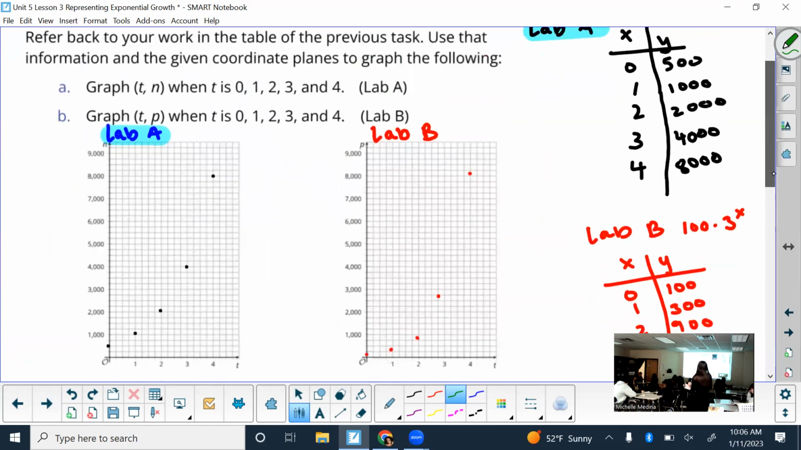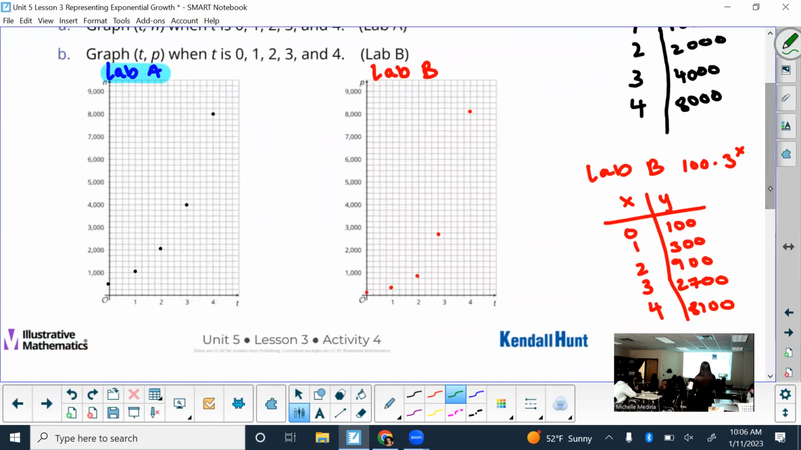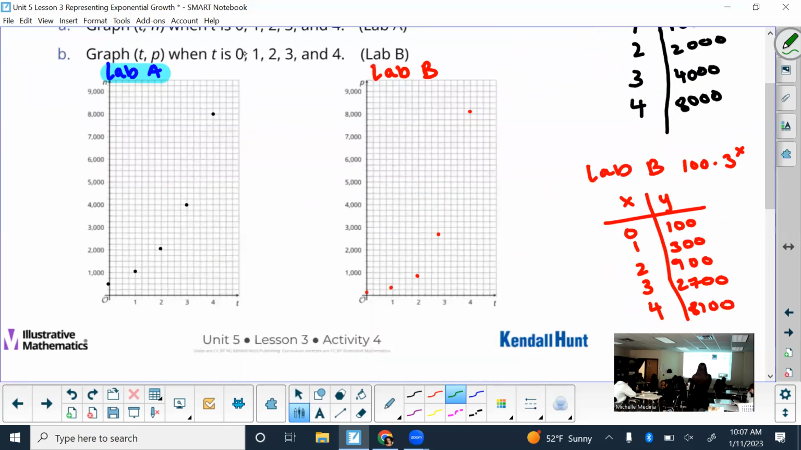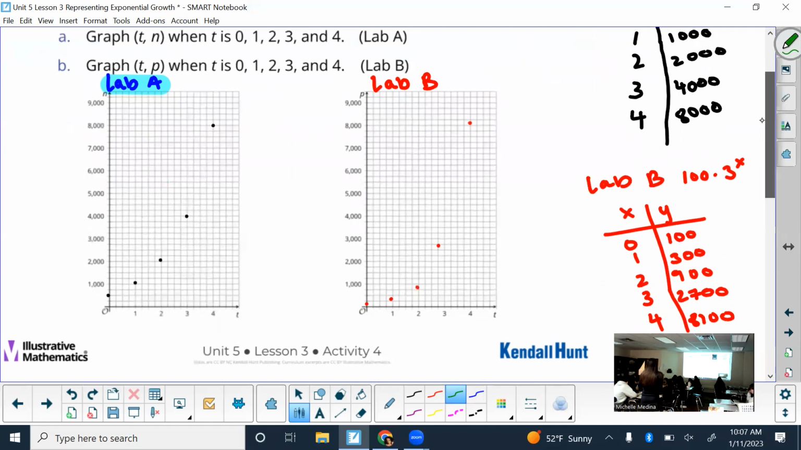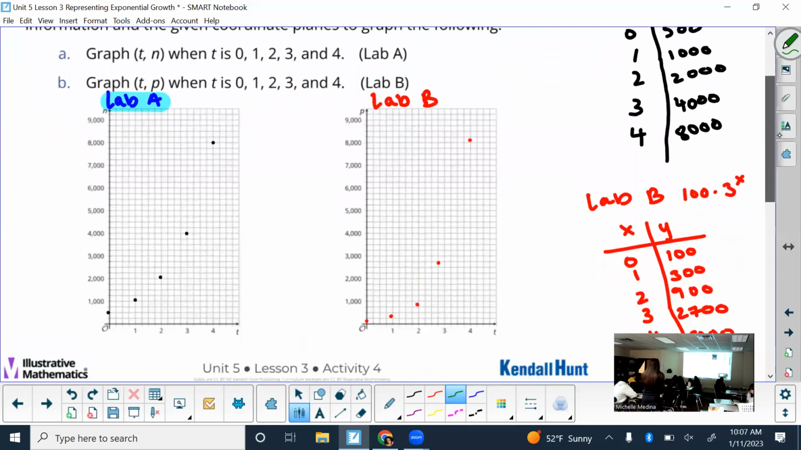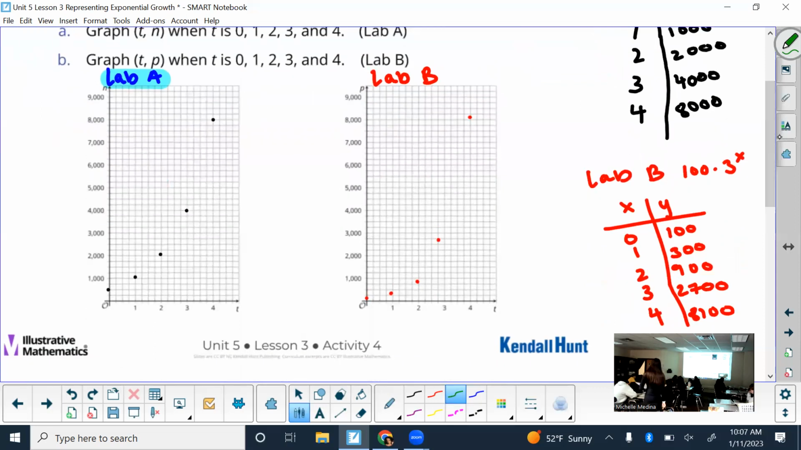Making a table of values is a great way to know what your coordinates will be. So it says plot it when t is 0, 1, 2, 3, and 4. So my x's would be 0, 1, 2, 3, and 4. Plug it into your formula. Whatever your calculator says would then be your output. And then you put them on a graph.